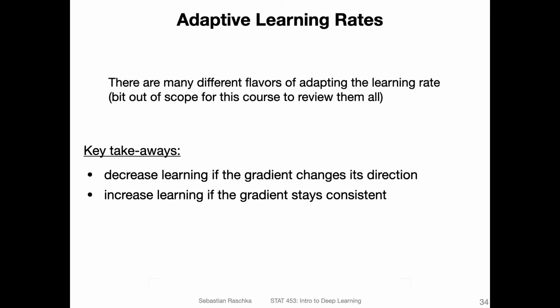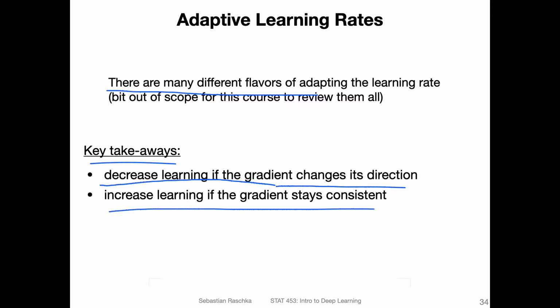Yeah, there are many different flavors of adaptive learning rates out there, and discussing them all would be a little bit out of the scope of this course. However, just to go over the main concepts, I will show you a simple example. And the key takeaway, like I said in the previous slide, is that we decrease the learning rate if the gradient changes direction, and we increase the learning rate if the gradient stays consistent.